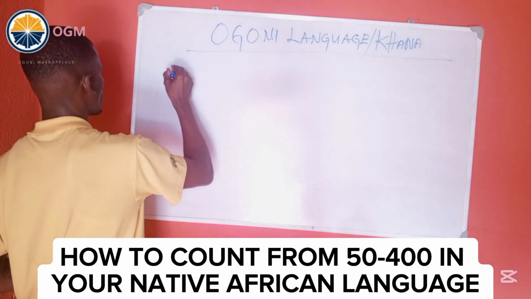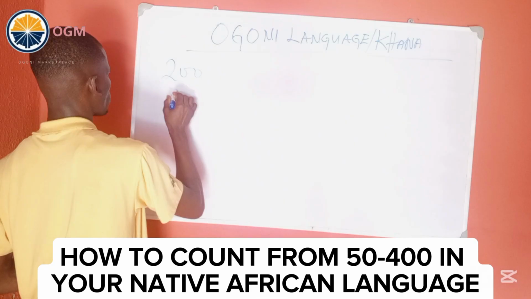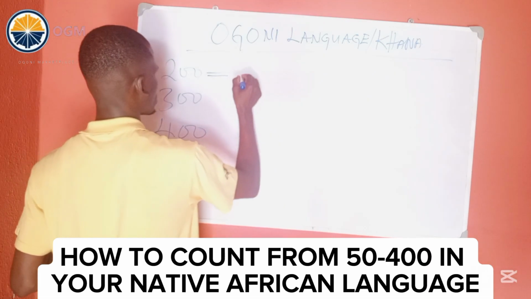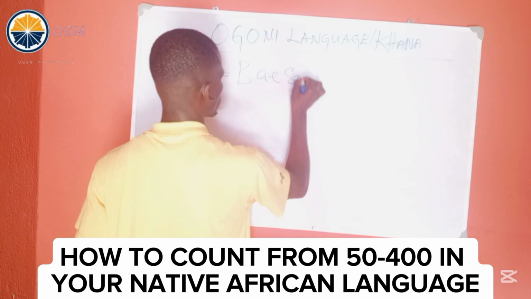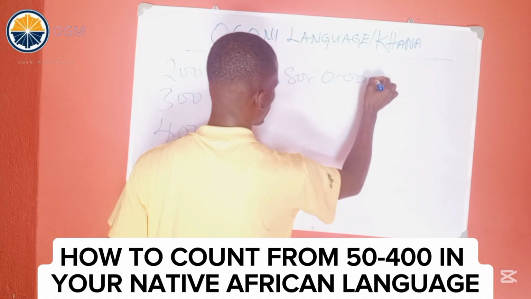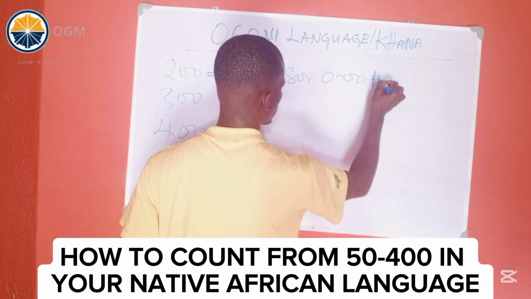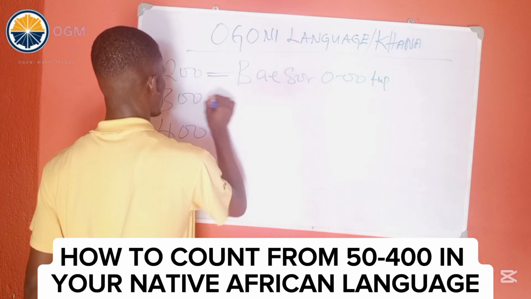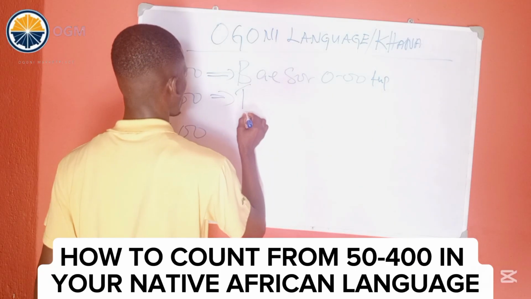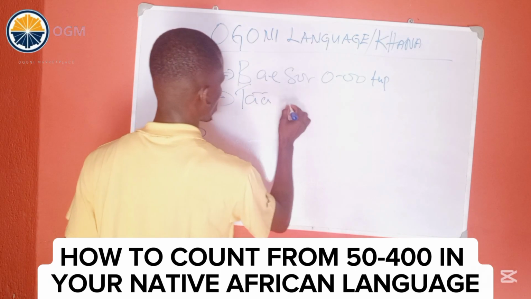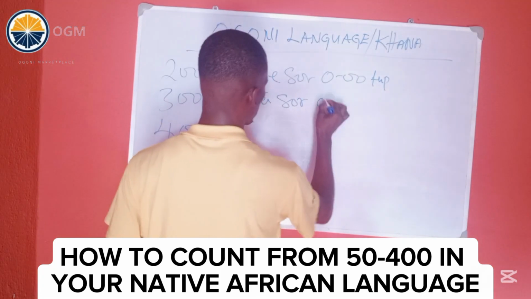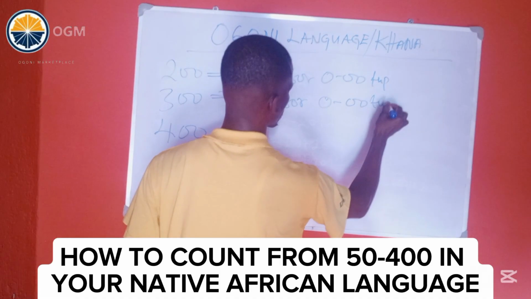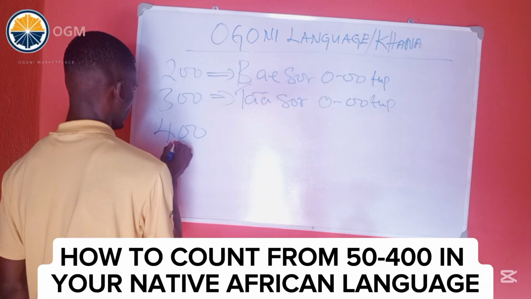So here we're going to take from 200, 300, and 400. 200 is 002. Here is 300, which is tason 002. And here is 400, where the mathematics is.